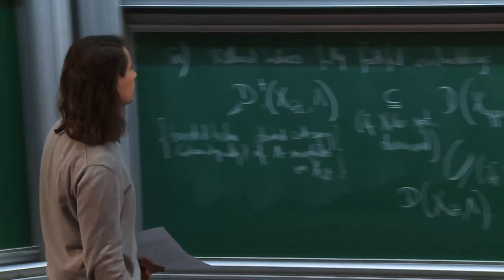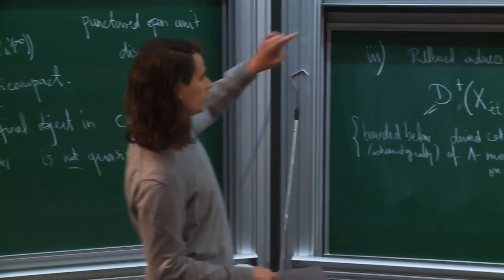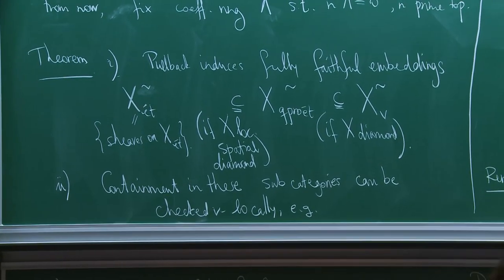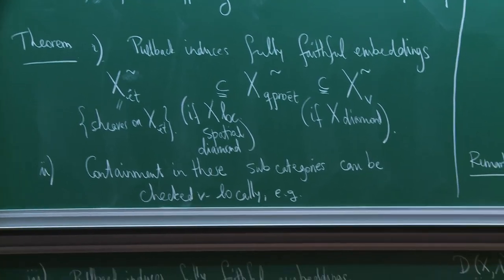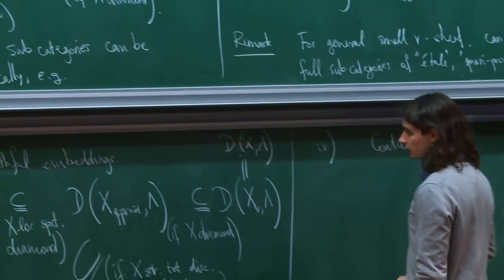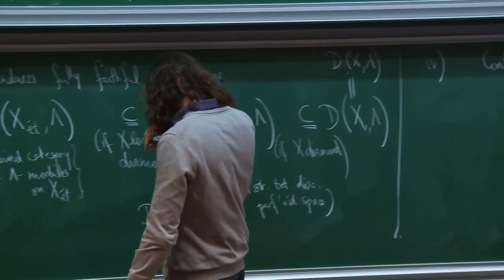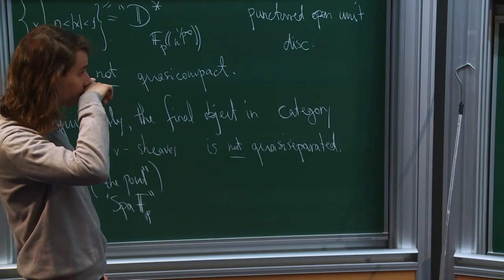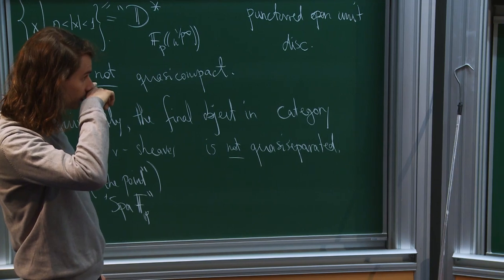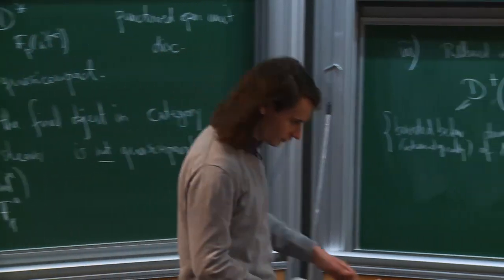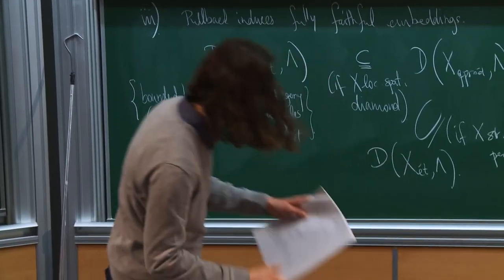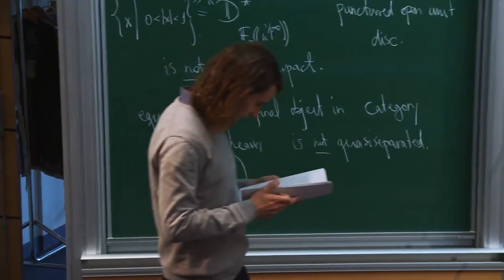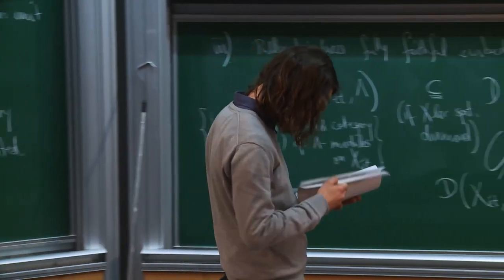And so the last part is the analog of two, that containment in these subcategories can be checked V-locally. And you need prime to p. Let's see, for this statement right now, I can try to look it up in the manuscript. But some parts work without being prime to p. I'm not sure if this already needs it.